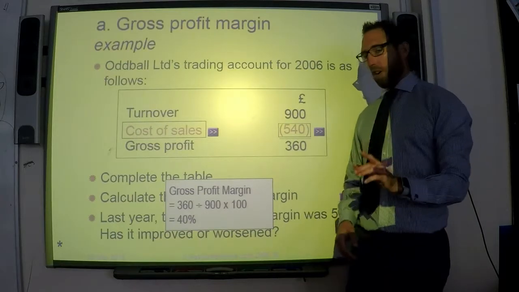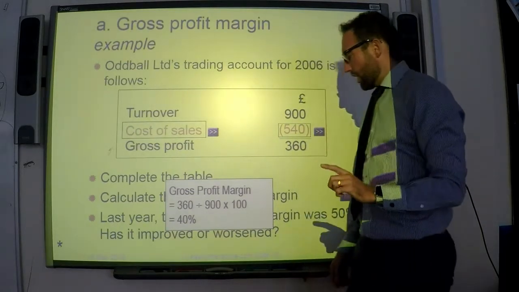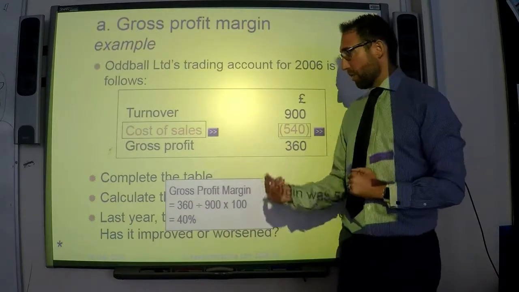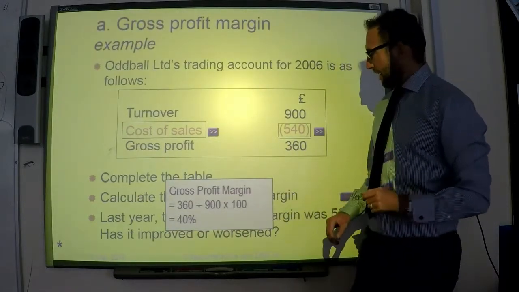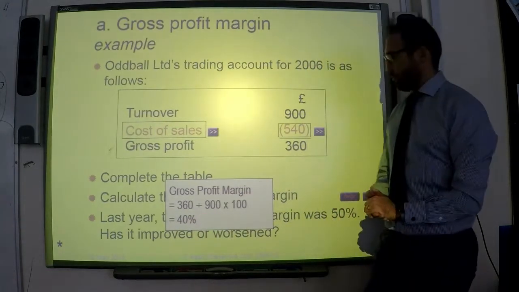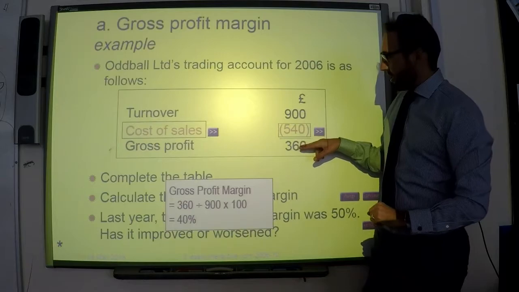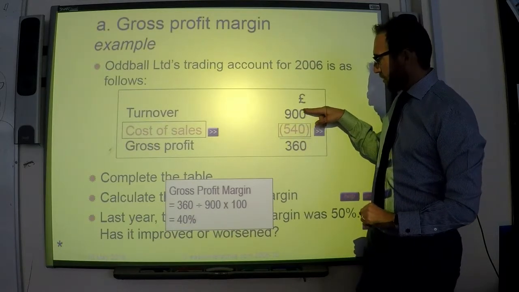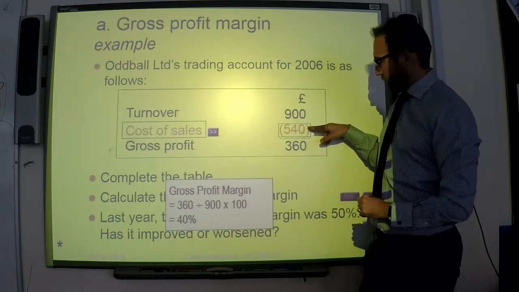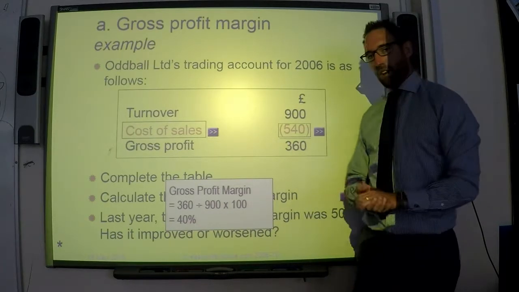Now let me go over what that means. Now, 40%, is that good or bad? Do we want a high percentage or do we want a low percentage? Well, think about it like this. The higher the percentage, the better. Because in an ideal situation, if we have turnover of 900, what is the perfect situation here? Well, the perfect situation would be cost of sales of 0.